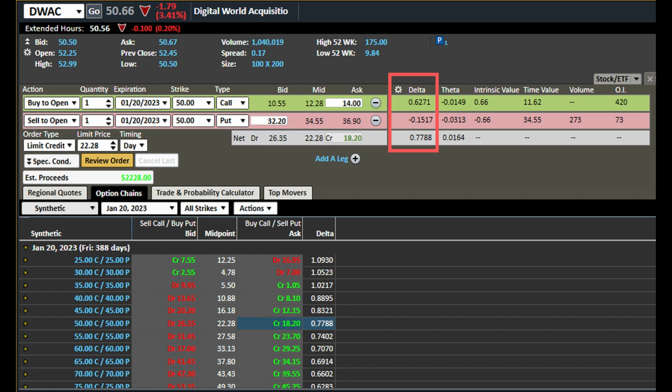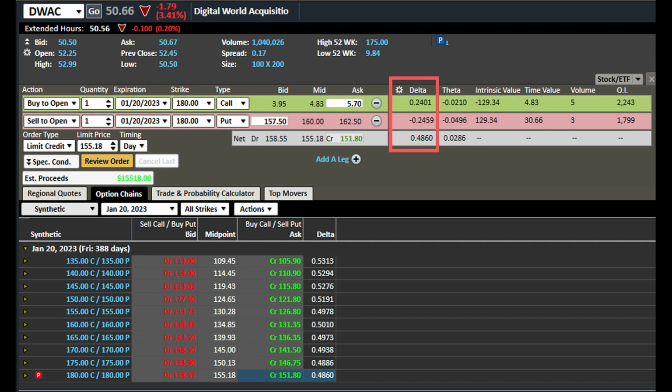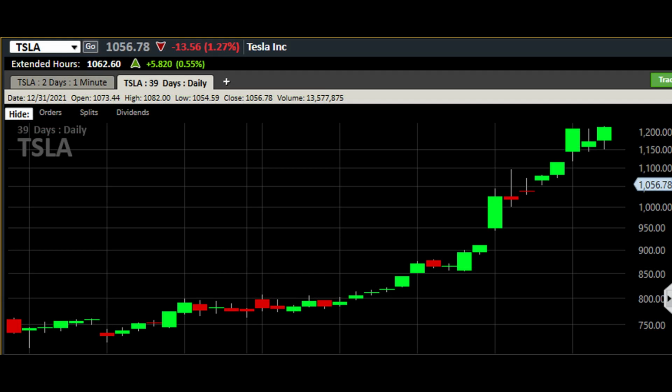went up $1. The delta value on the 50 strike trade is about 0.78, which means if the stock goes up $1, that trade would gain about 78 cents. And the delta on the 180 strike trade is about 0.49. This means if the stock made a quick move up, then the stock would likely do better than the options, and the 50 strike trade would likely do better than the 180 strike trade.